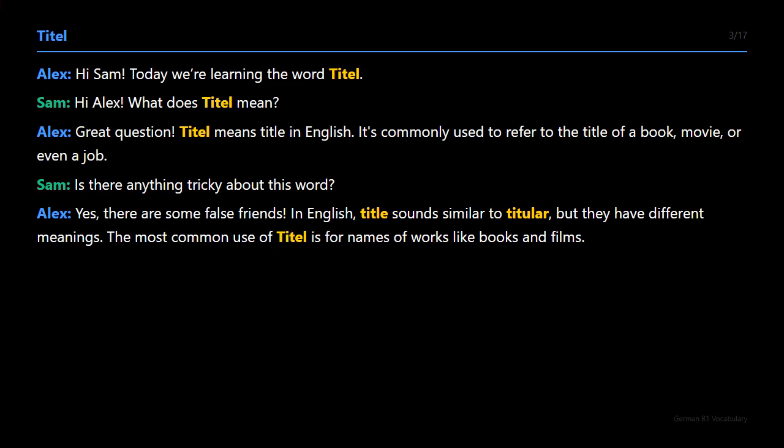Is there anything tricky about this word? Yes, there are some false friends. In English, Title sounds similar to Titular, but they have different meanings. The most common use of Titel is for names of works like books and films.